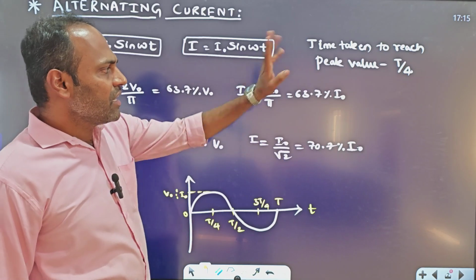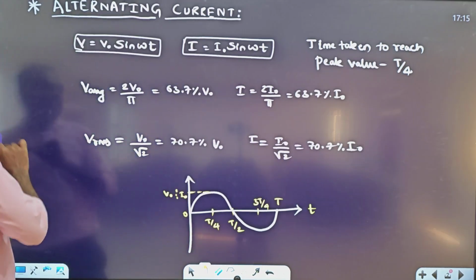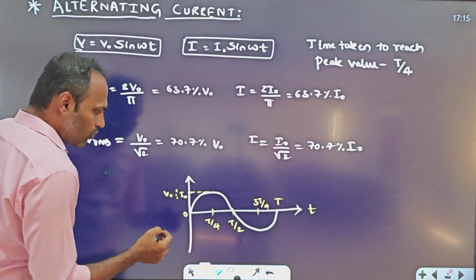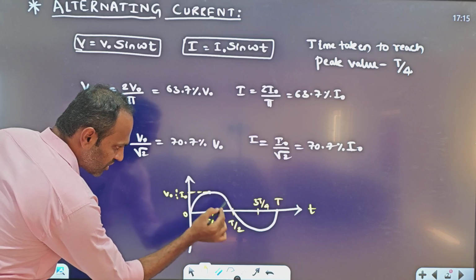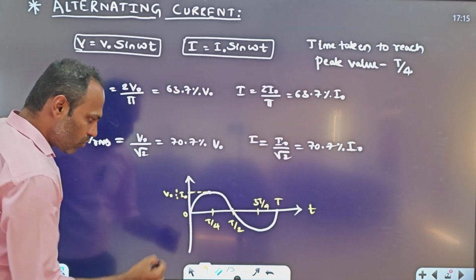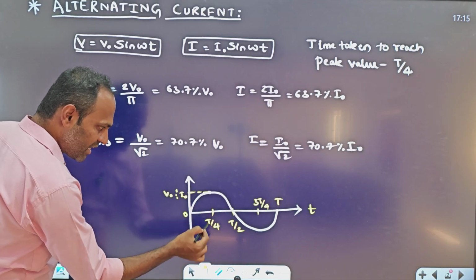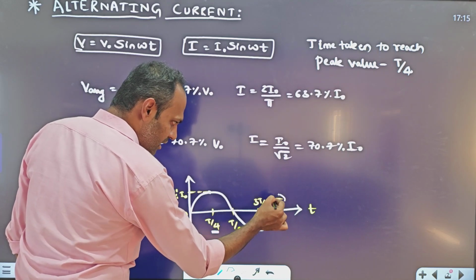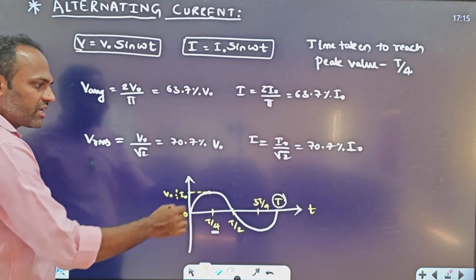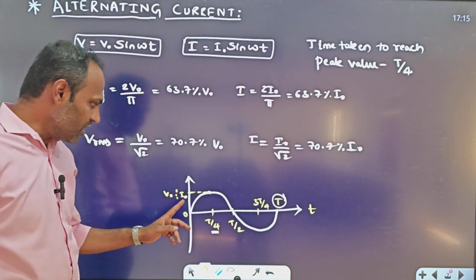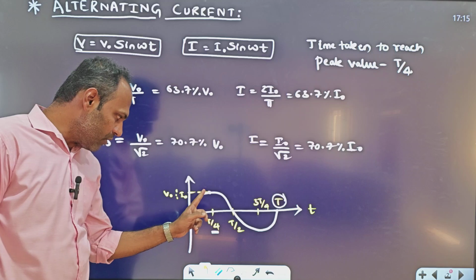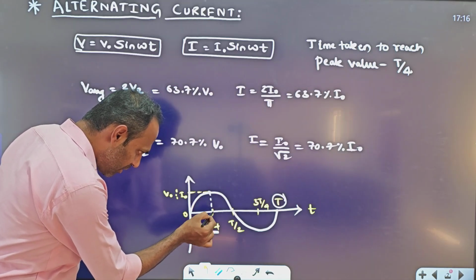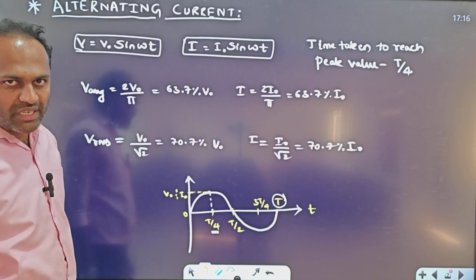See, both the alternating current as well as alternating voltage will be varying like this. This is the positive peak value, and this is the negative peak value. To reach the maximum value from 0, it will take T by 4 time, right? This is one complete cycle of AC. To complete one cycle of AC, it will take the time period, capital T. So to reach from 0 to peak value, from here to here, it will take T by 4, 1/4 of the time period.